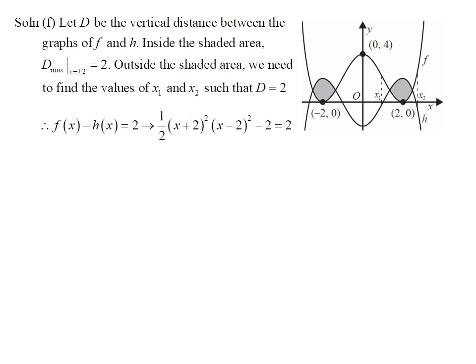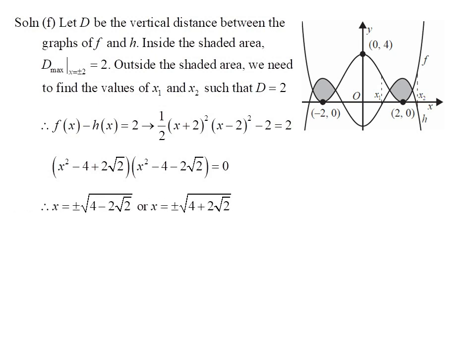So we establish the equation f(x) - h(x) = 2, which can be written as 1/2 multiplied by (x + 2) squared multiplied by (x - 2) squared, minus 2, equals 2. The equation is then factorized and simplified to (x squared - 4 + 2 square root 2) multiplied by (x squared - 4 - 2 square root 2) equals 0.